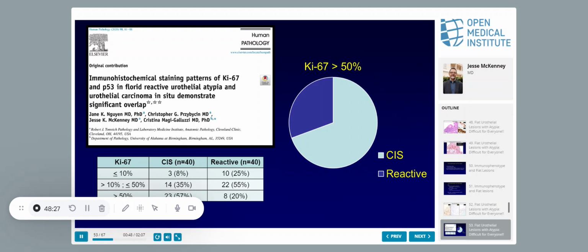Here's that same case I showed you. What's that?